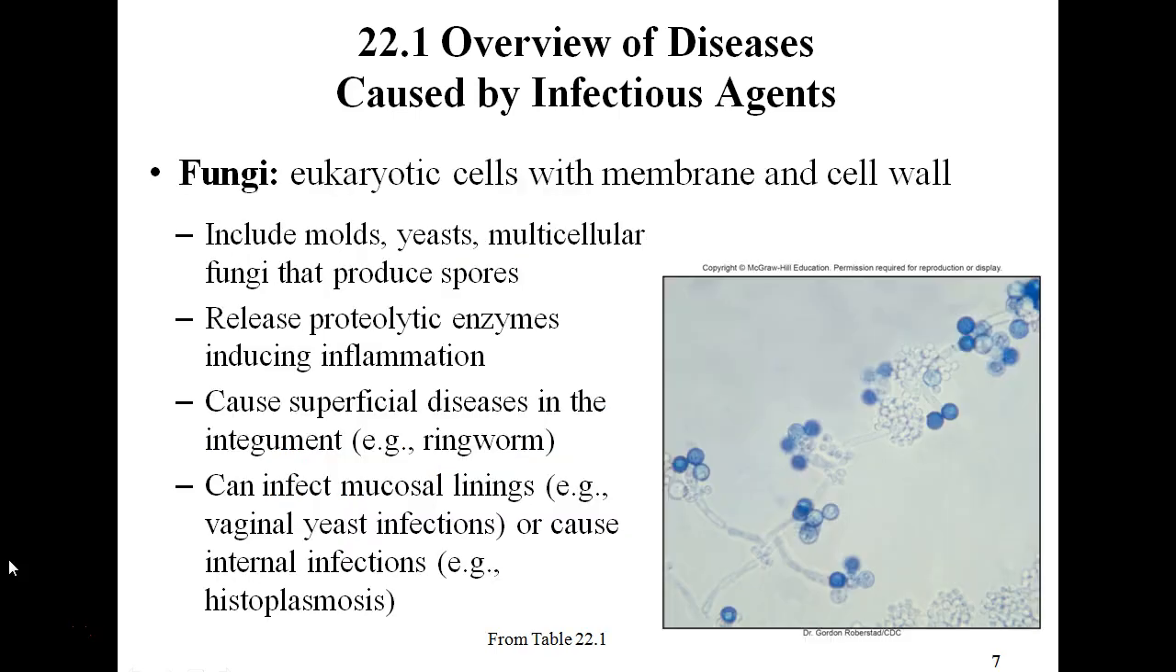Another possible foreign invader is fungi. Fungi are eukaryotic cells that have a cell wall. Examples include molds, yeasts, and multicellular fungi. These produce spores, and sometimes those spores are irritating. We sometimes get superficial diseases, such as ringworm, a disease on the skin, but we can also get internal infections on the mucosal linings as well.